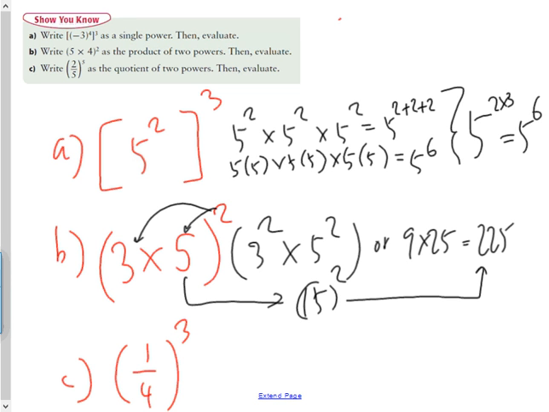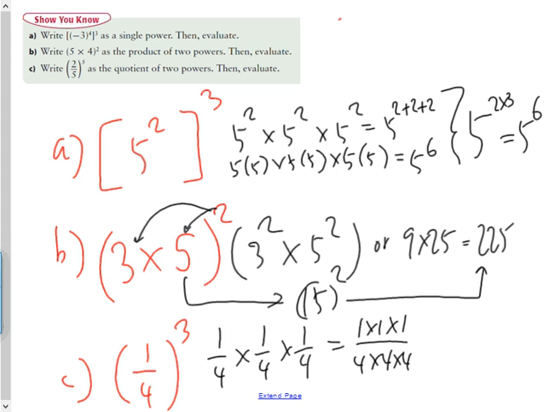And the third question, a quarter cubed would be a quarter multiplied by a quarter multiplied by a quarter, which would be 1 times 1 times 1 over 4 times 4 times 4, which is 1 over 64 as my answer.